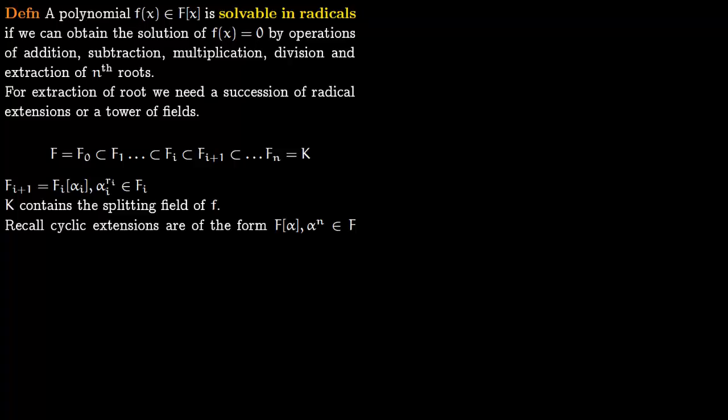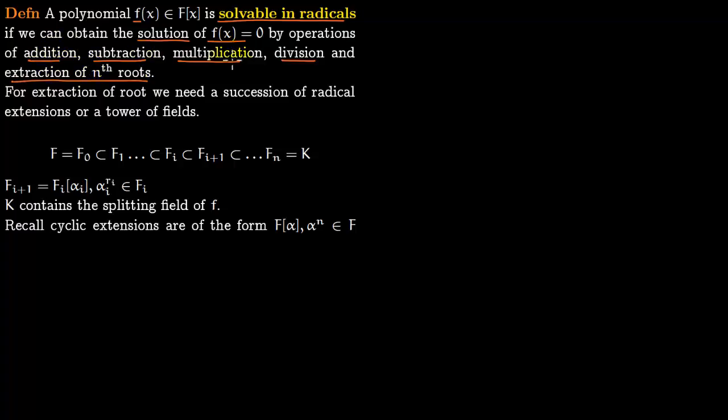We want to discuss the insolvability of the quintic. Before we do so, we need to define what it means to be solvable in terms of radicals. Say you're given a polynomial f which lies over this field capital F. This is solvable in radicals if we can obtain the solution of the equation f equals 0 by operations of addition, subtraction, multiplication, division, and extraction of nth roots.